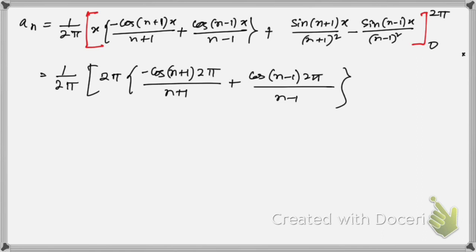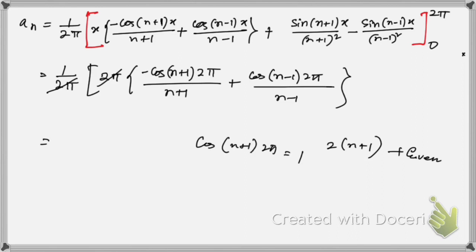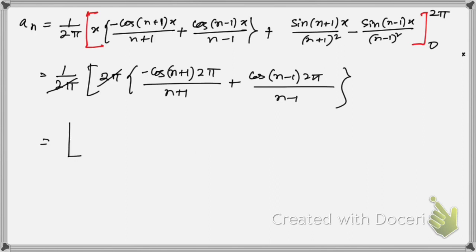So hope you have understood this. Now you see this 2 pi cancels, and 2 into (n plus 1) must be even. If it is even, then cos of (n plus 1) 2 pi must be plus 1, right? So in that case our result is, since that is minus, I'm getting here minus 1 by (n plus 1), then plus 1 by (n minus 1). This is the result we're going to get. This is an, right? This is an.